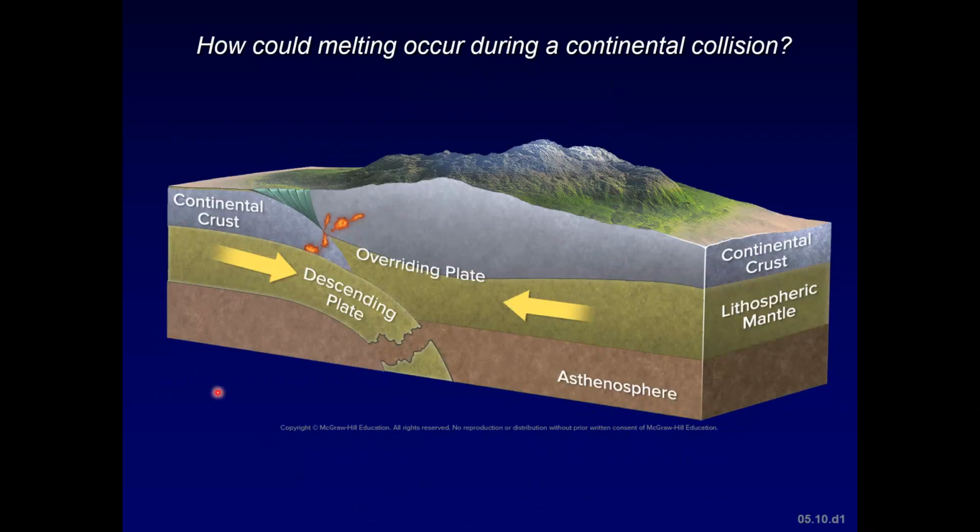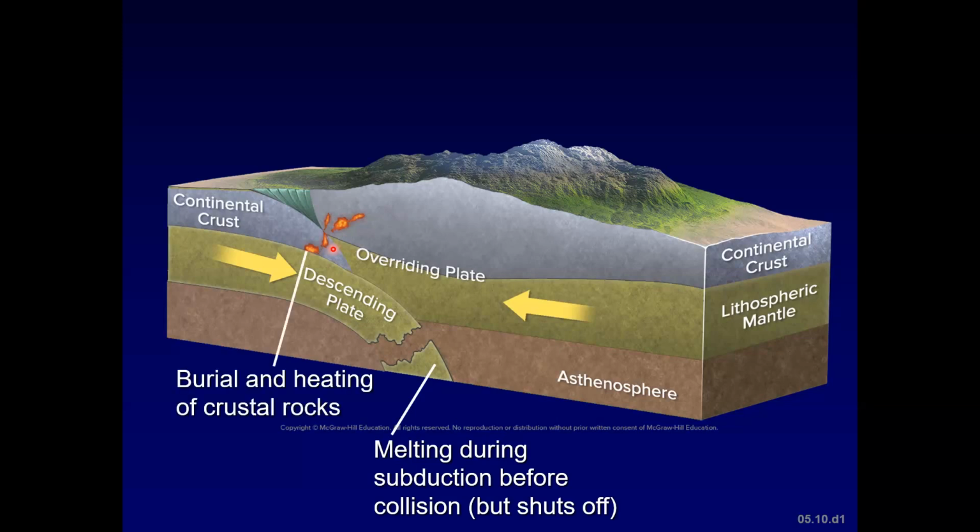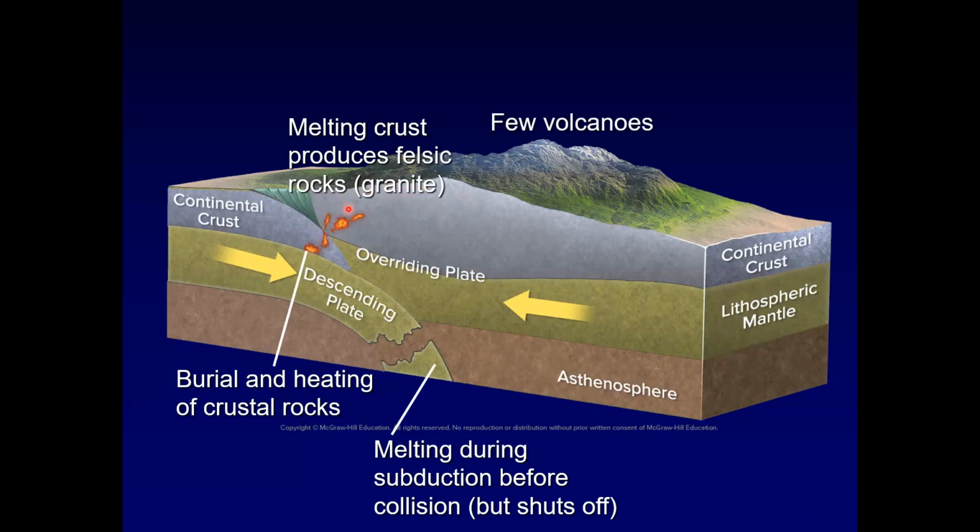So during a continental collision, we also have melting. The descending crust gets hotter as it goes down. If it gets hot enough, partial melting will occur. There's going to be some water released during metamorphism here. But the magmas typically don't reach the surface. Shuts off there. Melting crust produces felsic rocks. You expect to see granite. Not a lot of extrusion here. Few volcanoes.